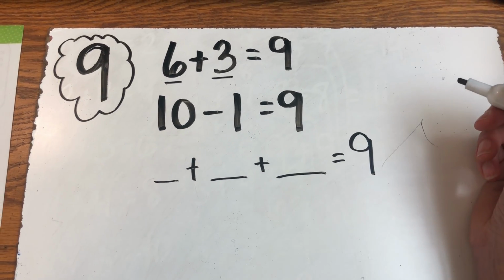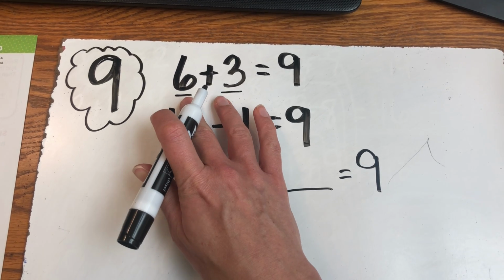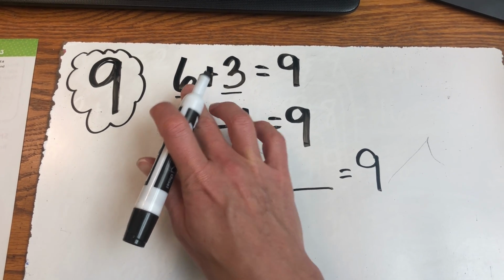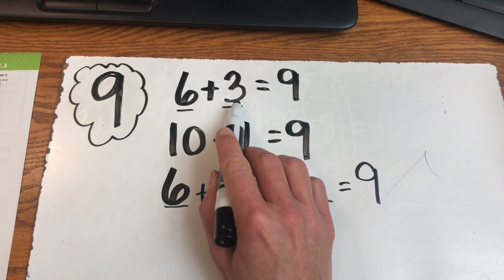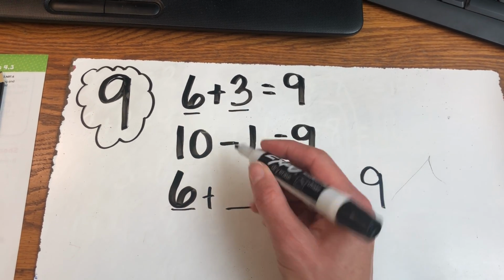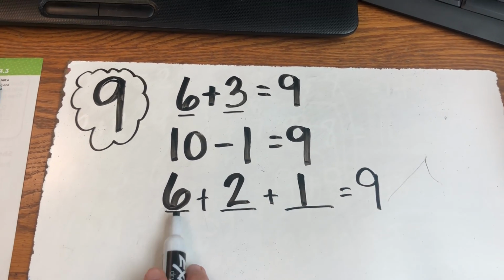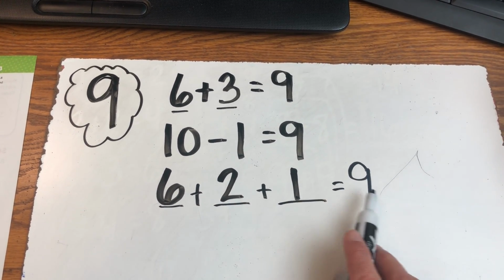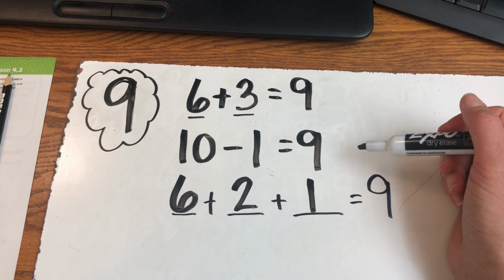All right, I'm going to build mine off of this. My original sentence was 6 plus 3. I'm going to keep the 6, but I'm going to break apart this 3, maybe 2 plus 1. 6 plus 2 plus 1 equals 9. What did you think of? Is yours different than mine?